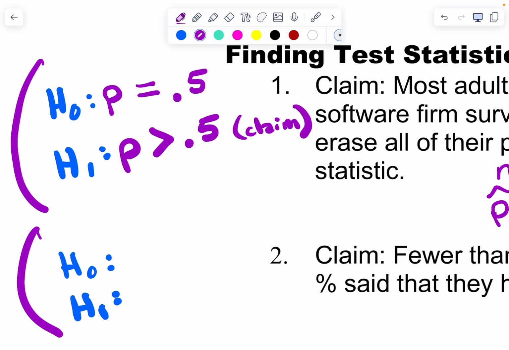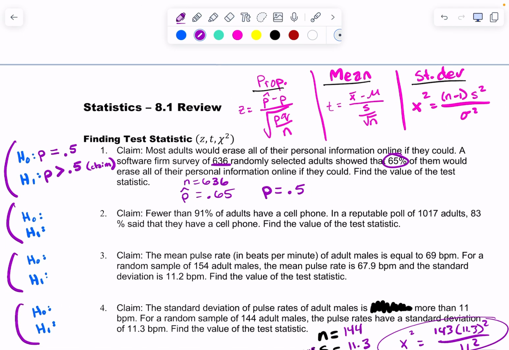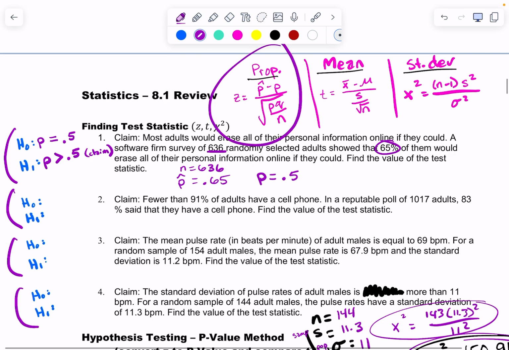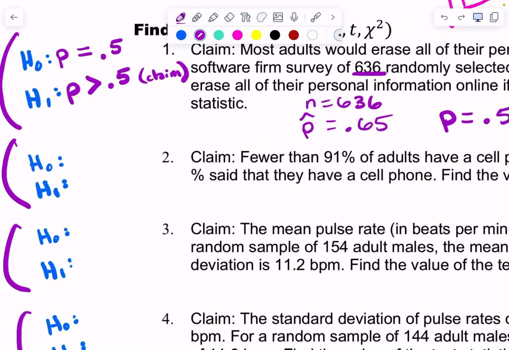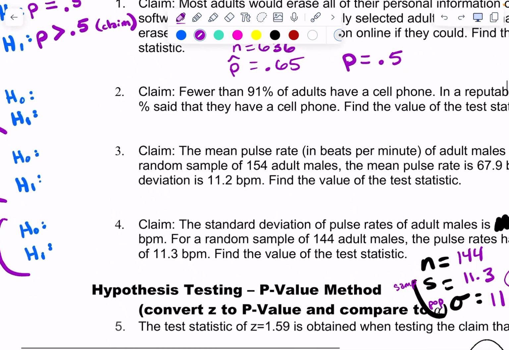Now, your claim will not always go with the second one. If I was claiming that it was exactly 50%, my claim would go with the top. Does that make sense? Okay. But my claim is going with majority, so that's how that would work out. And then I do all the number crunching and I plop it into this formula, and then we come up with a conclusion and we do the rest of it, which we're not going to get to yet. Okay, let's just talk about our hypotheses here.